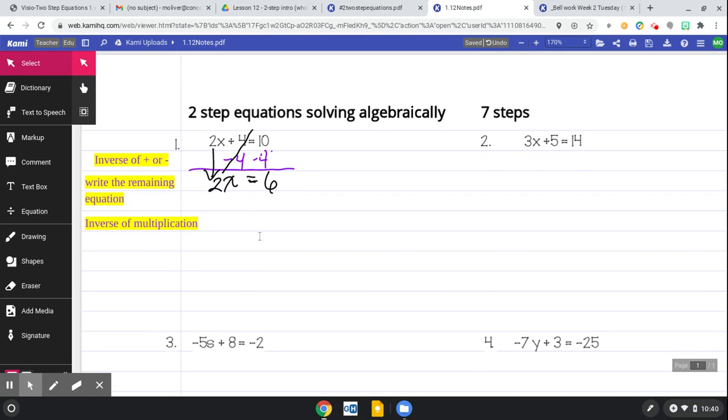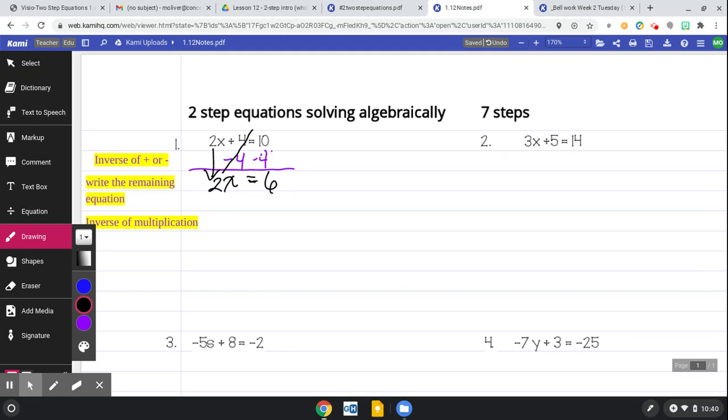So what is the inverse of multiplication? Well, that is division, right? So what number is with my x? That's the number I want to divide by. So I'm going to divide by 2. And remember, you're doing this on both sides of the equal sign.